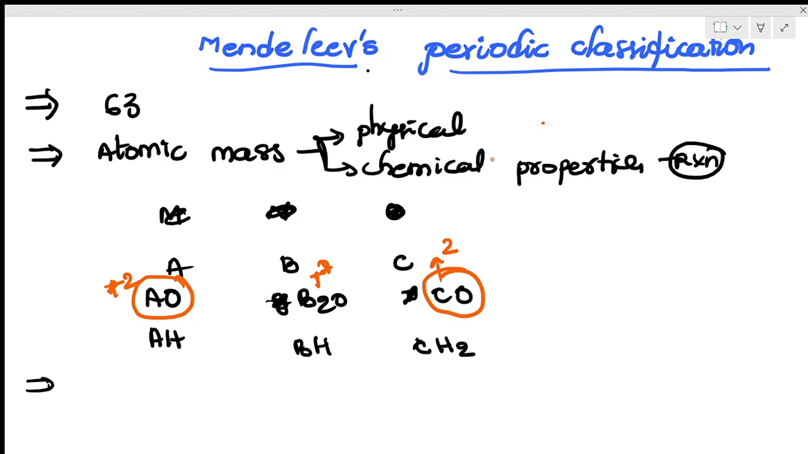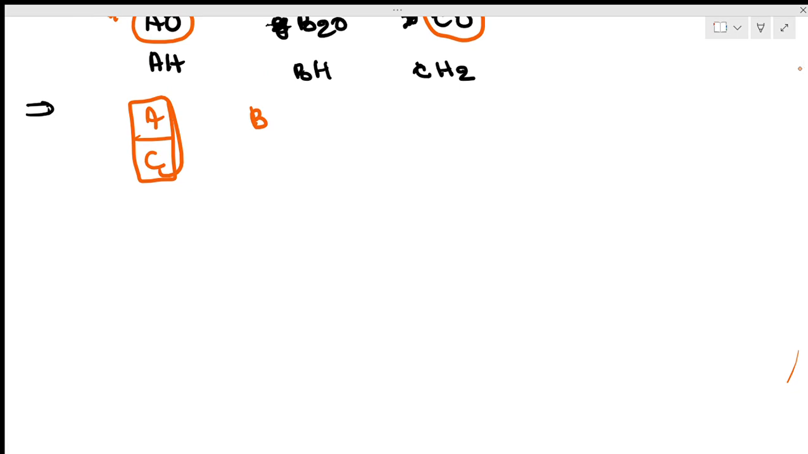So he kept the A element and the C element in a similar group, based upon increasing order. B, along with some other element, he kept in another group. This is very good. All the 63 elements he arranged like this.